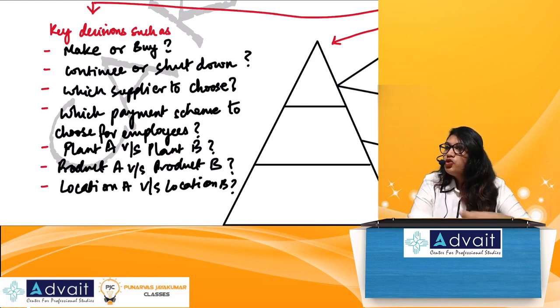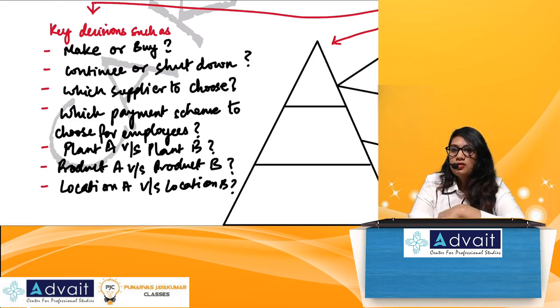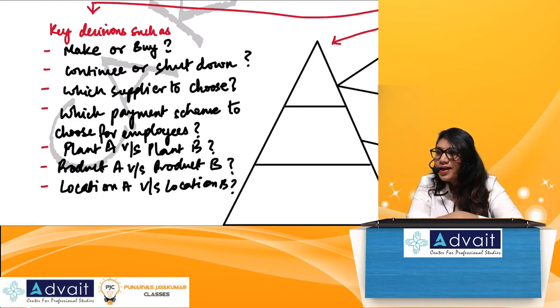So from time to time, the management has to take decisions like these. Should I continue? Should I shut down? Depending on the market situation. Should I make my raw material or should I buy my raw material? Should I choose this location or that location? Correct? A feasibility study has to be conducted. So various decisions have to be taken from time to time. So on what basis should I decide this or this? Some analysis has to go behind that, right?